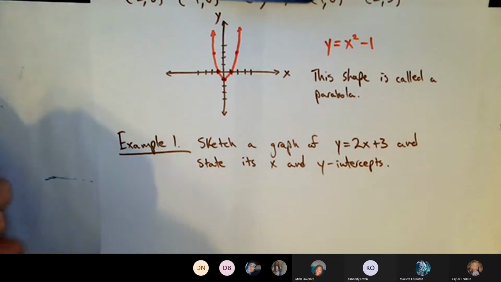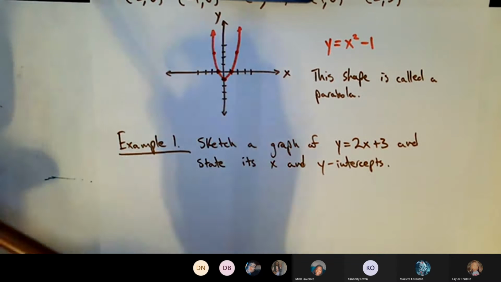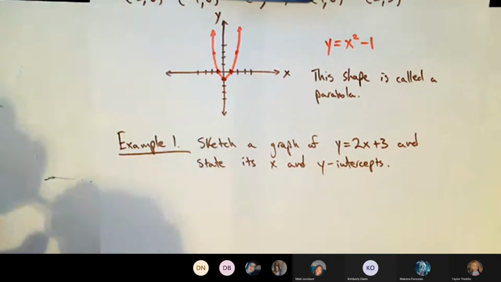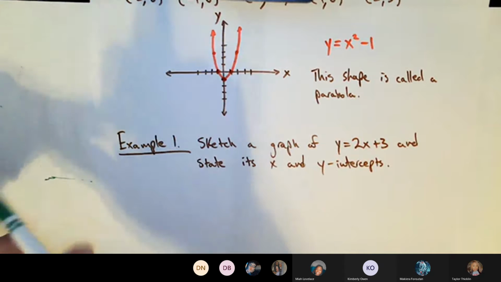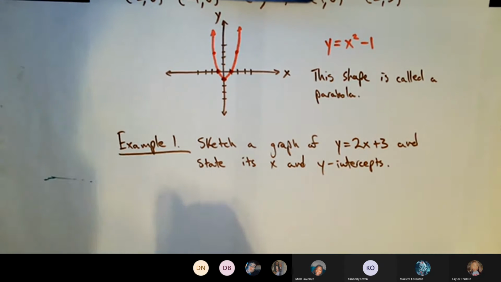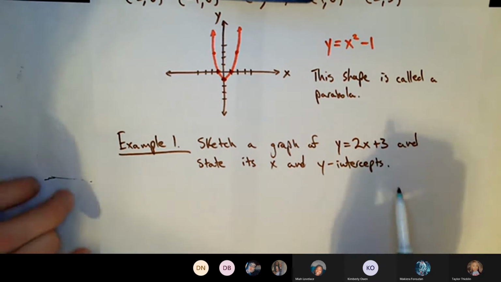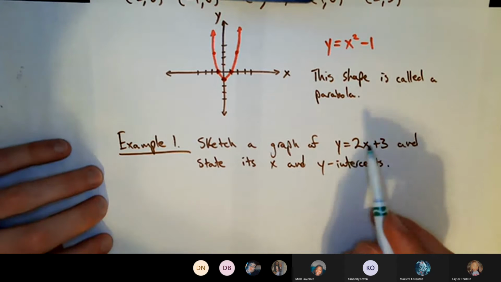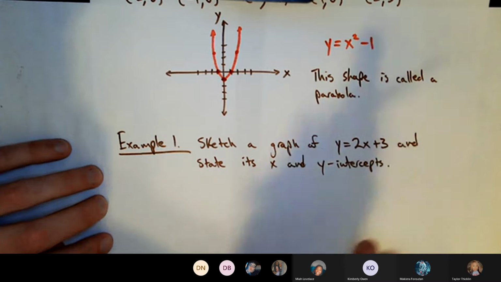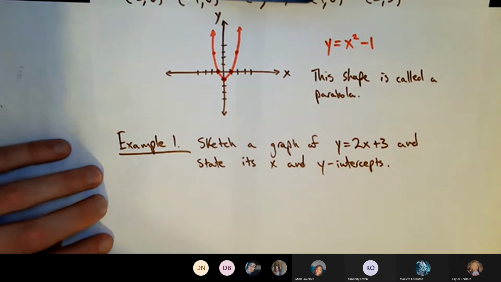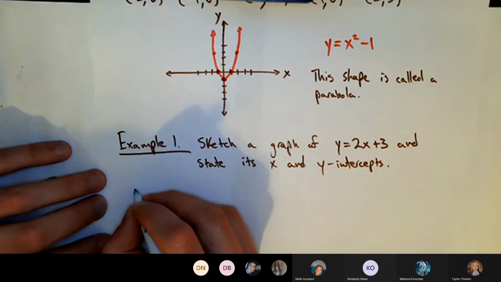Okay, now, if we want to sketch a graph of this and state its x and y intercepts, we have some work to do. But first, note that you may not need to make a table of values to graph this, because you may already remember how linear equations work, like this whole slope y-intercept thing. You may remember how to graph this without having to make a table. So I'm going to make a note of that.